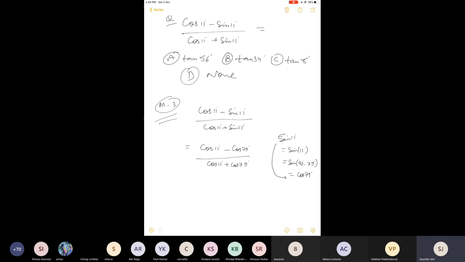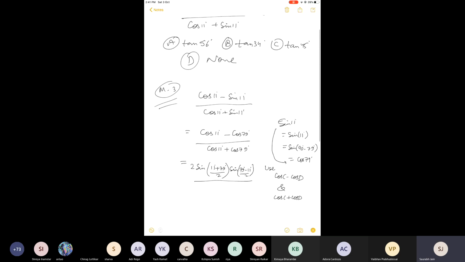So now I am solving this question by changing every term in terms of cos, and I'll be using two formulae. In the numerator I will use cos c minus cos d, and in the denominator I will use cos c plus cos d. So let's start with the numerator: 2 sine (c plus d) by 2 sine (d minus c) by 2. Remember the formula. Similarly, in the denominator, 2 cos (c plus d) by 2 cos (c minus d) by 2. Simplify this, we'll get the answer.